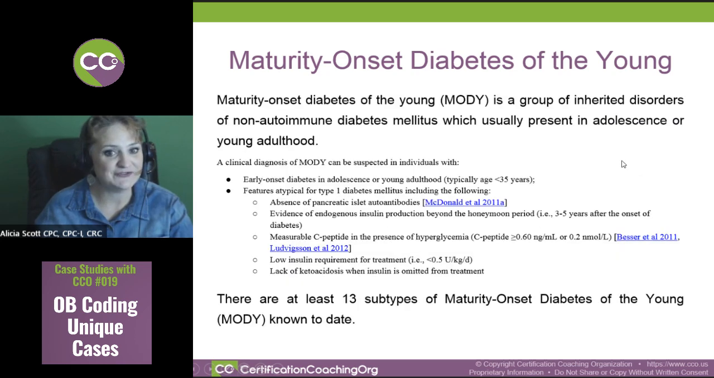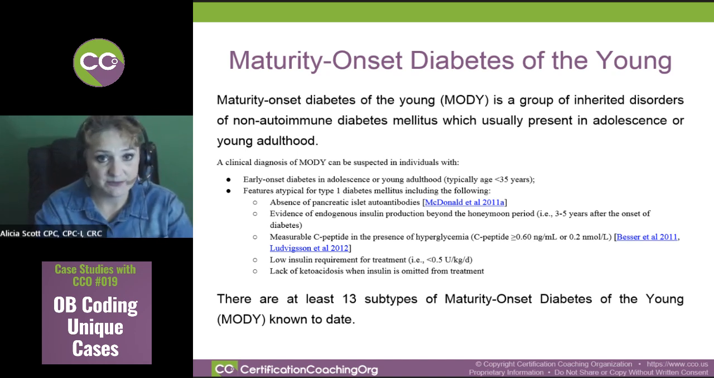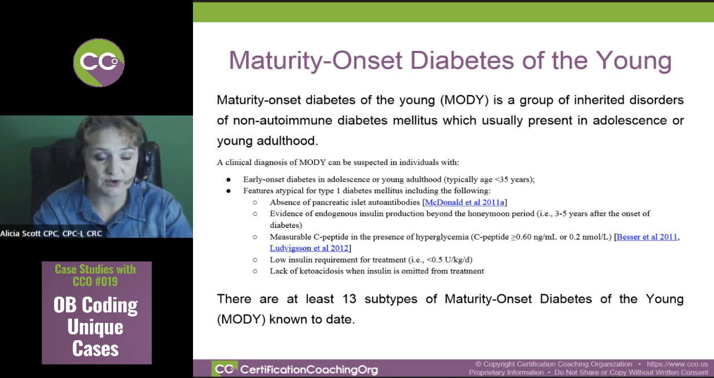Whitney already says, I've never heard of that. Well, then I need to explain what this maturity onset diabetes of the young actually is. Now, I already told you that it has to do with genetics, so that leads us to understand that it's inherited, right? It is a non-autoimmune type diabetes.